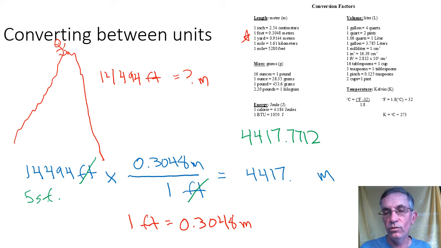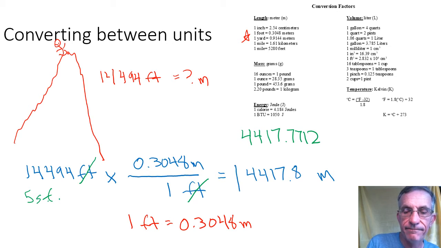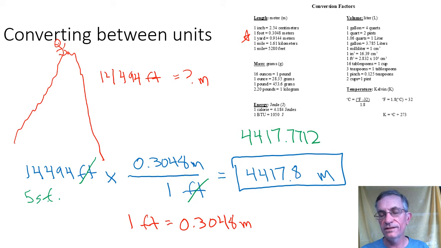4417.77. So, the 7 is followed by another 7. Bump it up. You got to go up. You got to make it an 8. It should look like that. All right. 4417.8. All right, hopefully that works out.